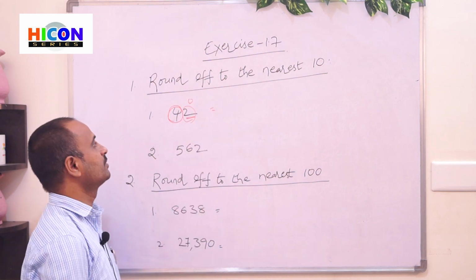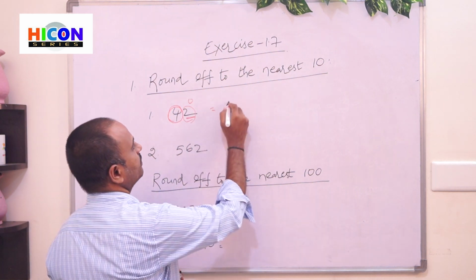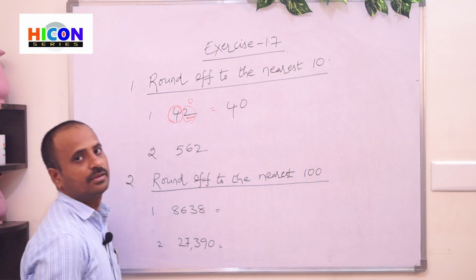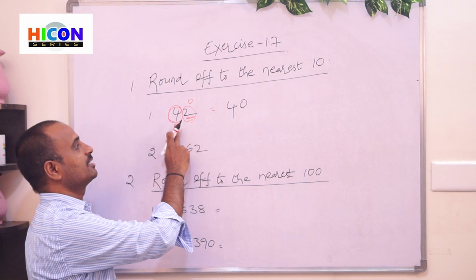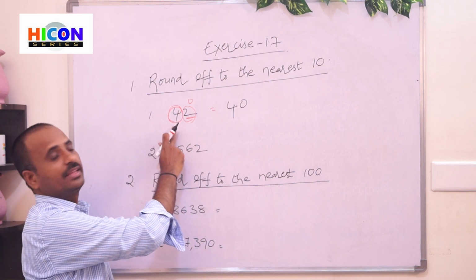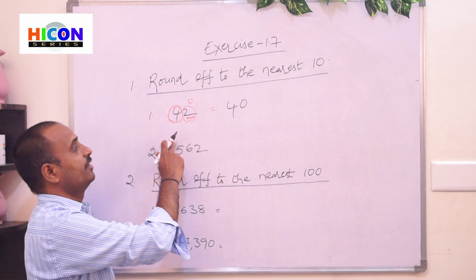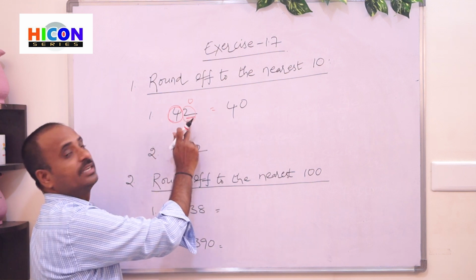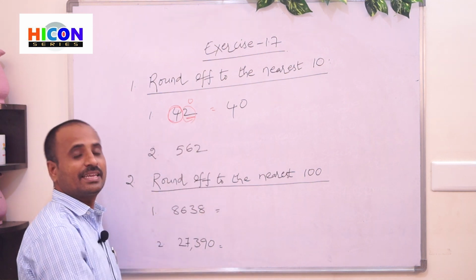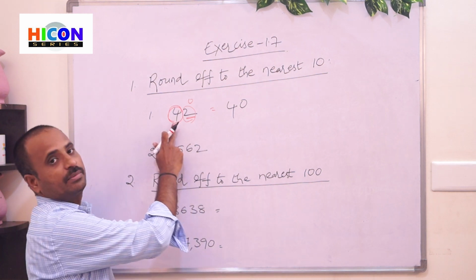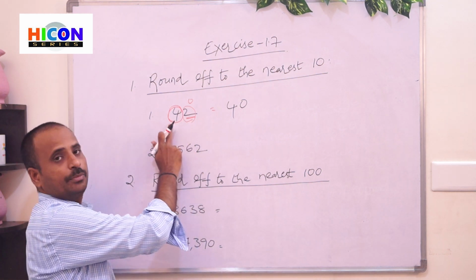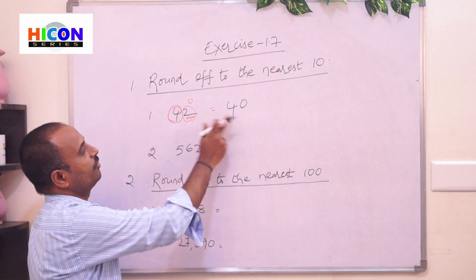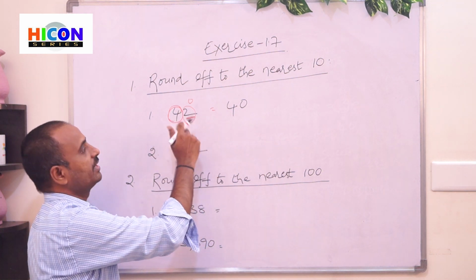So the answer becomes 40. First identify the digit present in the tens place, that is 4 is present in the tens place, and next identify the next digit. The next digit is 2. If the next digit is less than 5, then keep the same tens. So the next digit is 2 and it is less than 5. So keep the same tens, that is 4, and write the zeros for the remaining digits.